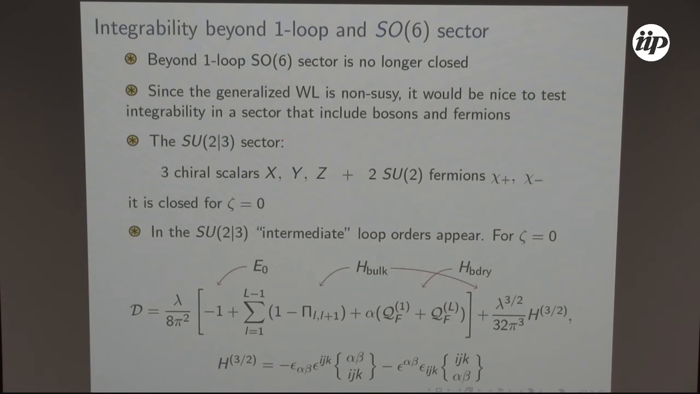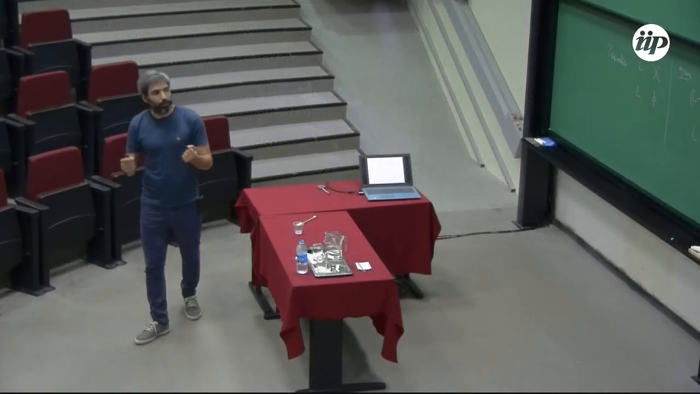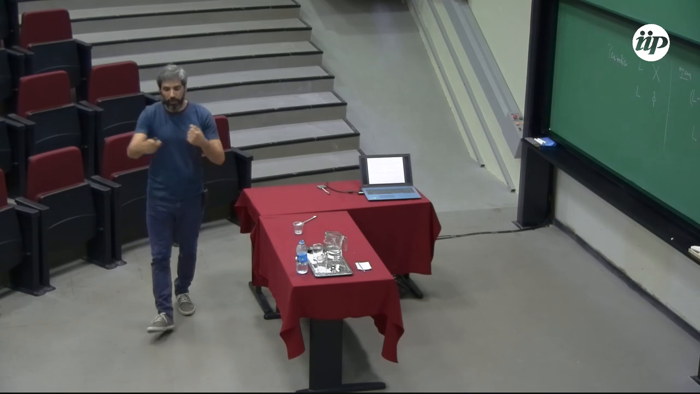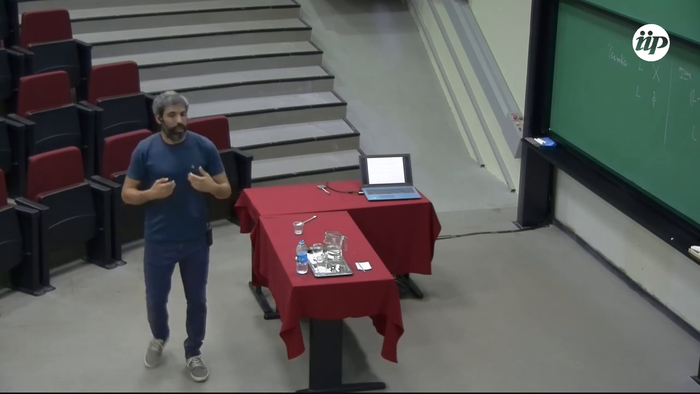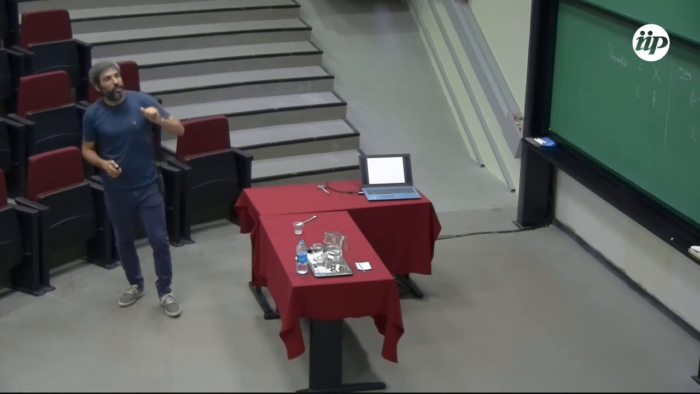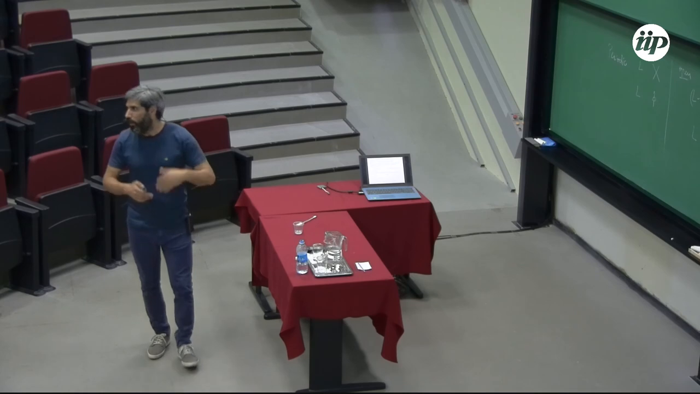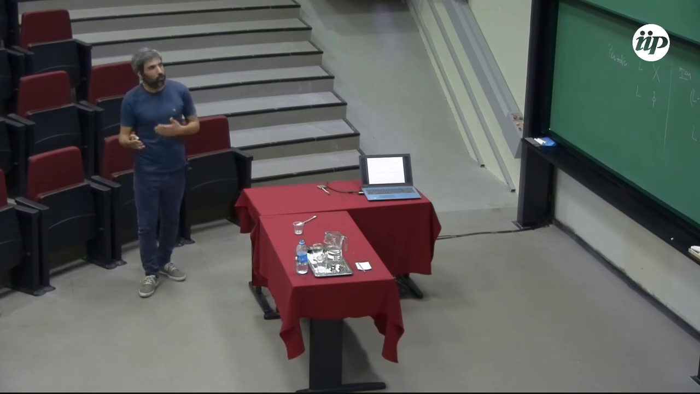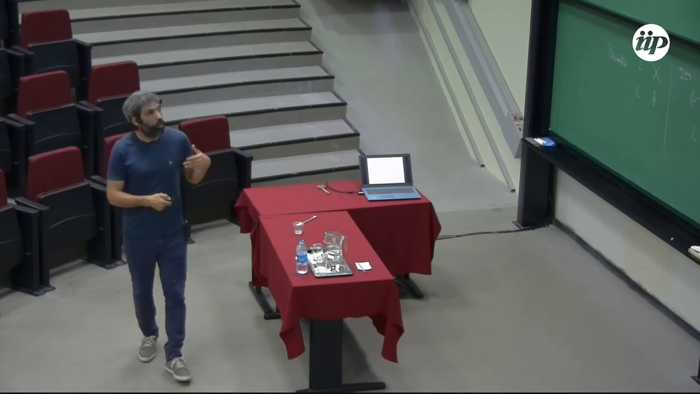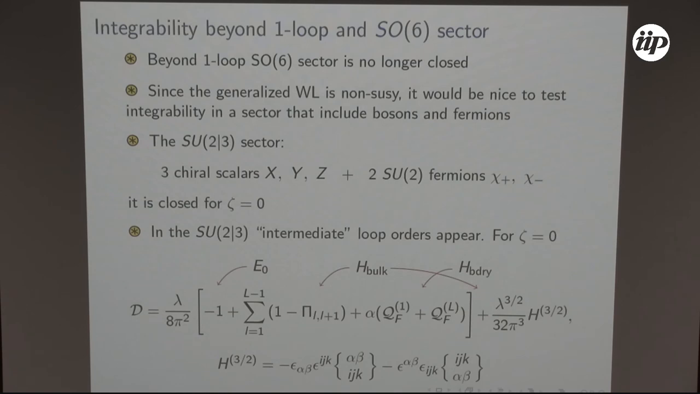Another thing that it would be nice to test, since this generalized Wilson loop is non-supersymmetric, is to see if we can get a check of integrability in a sector that has fermions as well as bosons. Because you may think that now, without supersymmetry relating the reflection of the fermions and the bosons, maybe you would not see the failure of integrability in a bosonic sector, but it may pop up when you consider sectors that include bosons and fermions. The sector we studied is called the SU(2|3) sector, so the fields you are going to insert in the Wilson loop are either three chiral scalar fields, but not their complex conjugates, and the two components of an SU(2) spin.